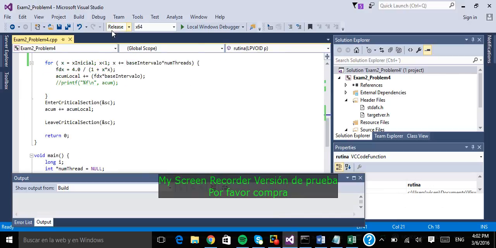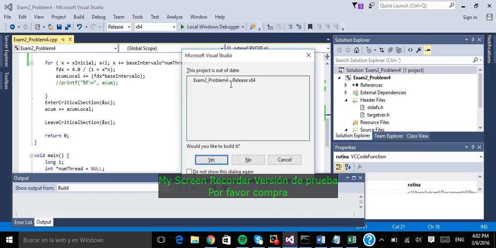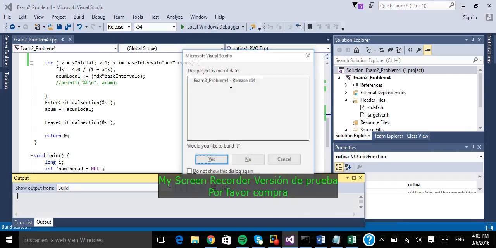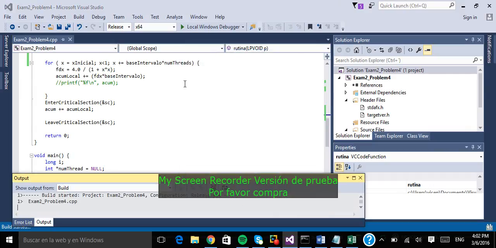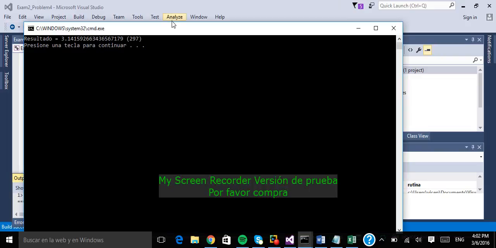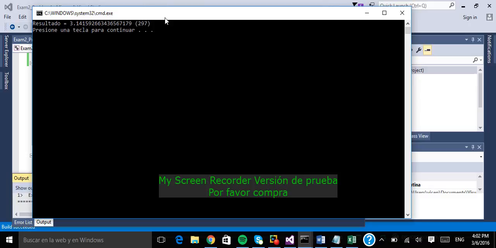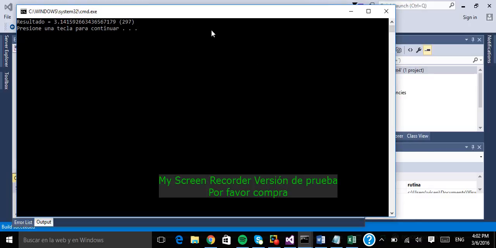Maybe we can make some trials. Let's run. And there's the computation. Well, it was pretty fast. Last time was a little bit slower, but we have a very good approximation, and that's it.